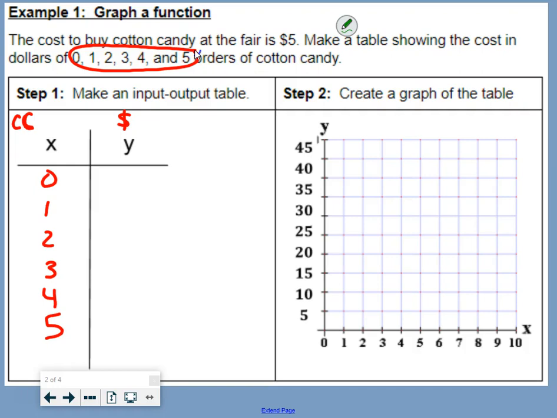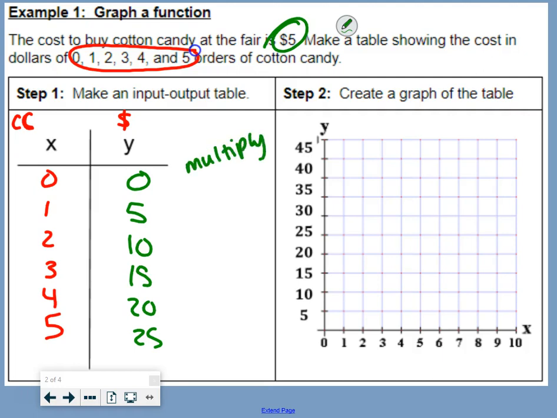So each thing of cotton candy is $5. So if we have 0 things of cotton candy, well, we're spending $0. If we have 1 thing of cotton candy, we're going to spend $5. About 2, that'd be $10, 5 and 5. 3 would be $15, 4 would be $20, and 5 would be $25. So we have a relationship of multiplying by 5.